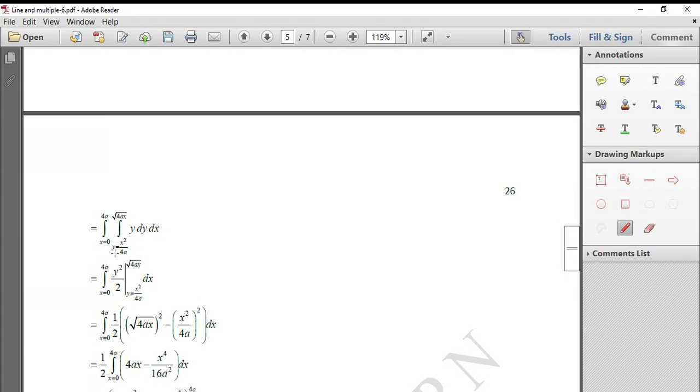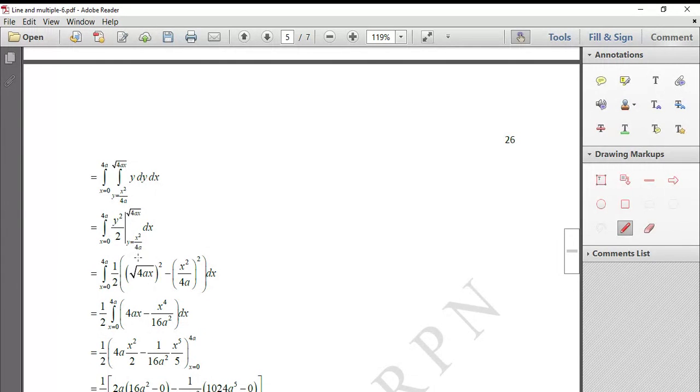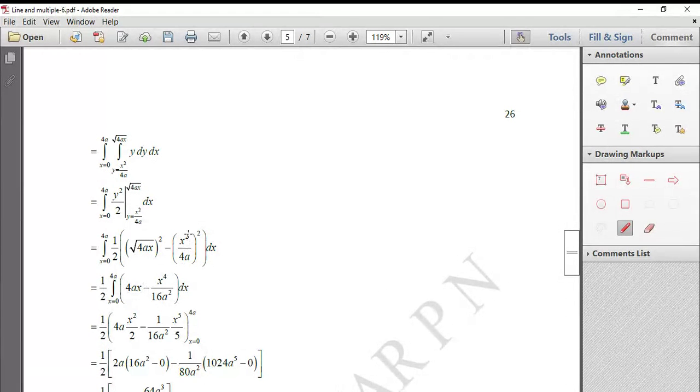Because your y is a function of x, first you have to integrate with respect to y. What is the integral of y? Y square by 2. And the limit is from x square by 4a to square root of 4ax. 1 by 2 is constant. Keep that one as it is. Apply the upper limit. You'll get square root of 4ax whole square minus x square by 4a whole square. Square root cancels. You will get 4ax minus x to the power of 4 by 16a square.